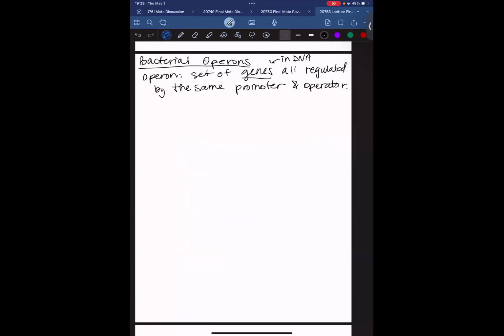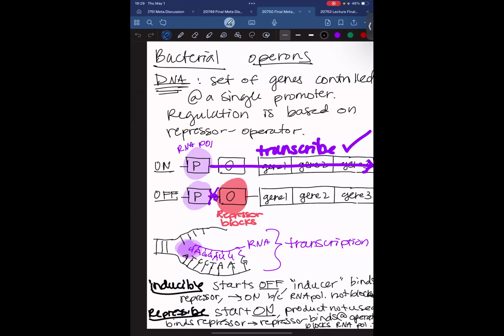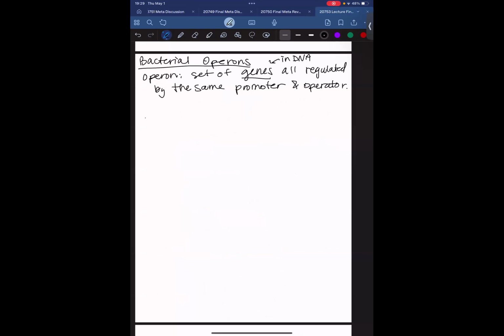But for our bacterial operons, it's in the actual DNA, a set of genes, all right, that are regulated by the same promoter and operator. All right, so let's look at these guys. So when they are on versus when they are off, always, no matter what kind of operon we're talking about, this is what it'll look like. So we have the promoter region, and a promoter, does anybody remember what a promoter is? This is where RNA polymerase binds.